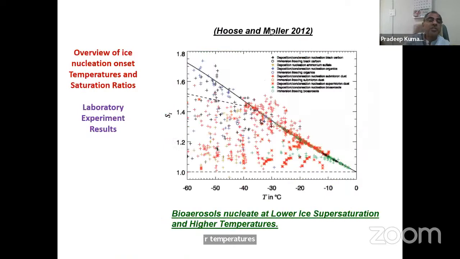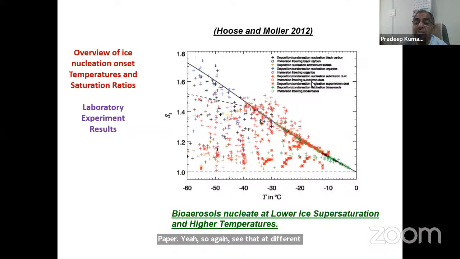Now, this is an overview of the ice nucleation onset temperatures and saturation ratio. Saturation ratio is here and temperature is here. This is a collection of all the lab results. This is a good review paper here. So you can see that at different temperatures, various modes of activation have happened here.